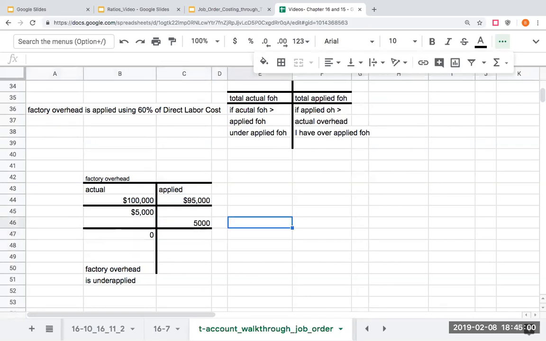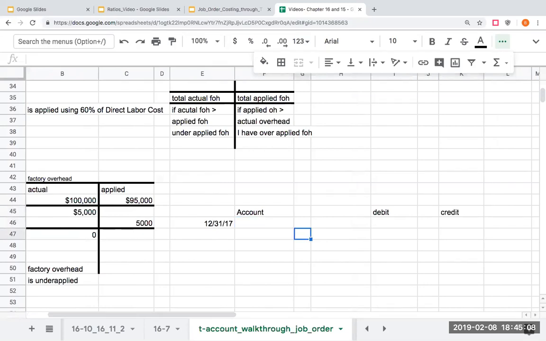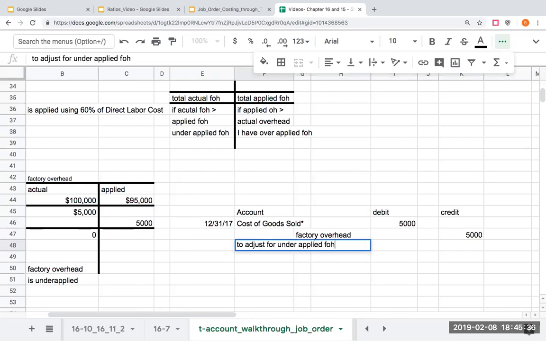So let's do this as a journal entry. Here I'm going to credit factory overhead for $5,000. And the account that I'm going to be debiting is cost of goods sold. I'm going to put a little star by that, because for cost of goods sold, that really kind of depends. My description would be to adjust for under applied factory overhead.